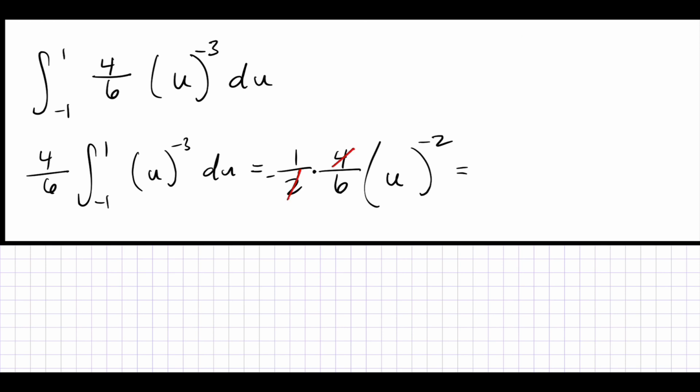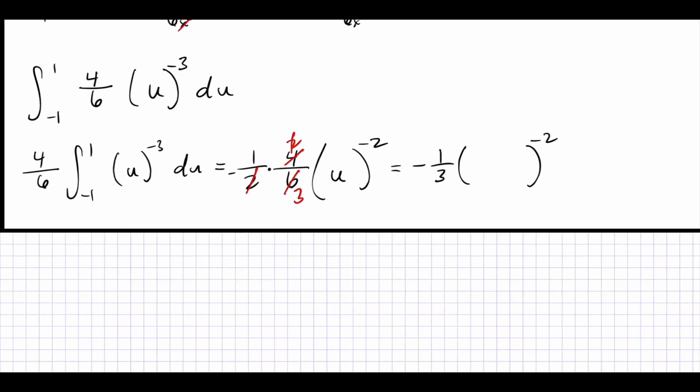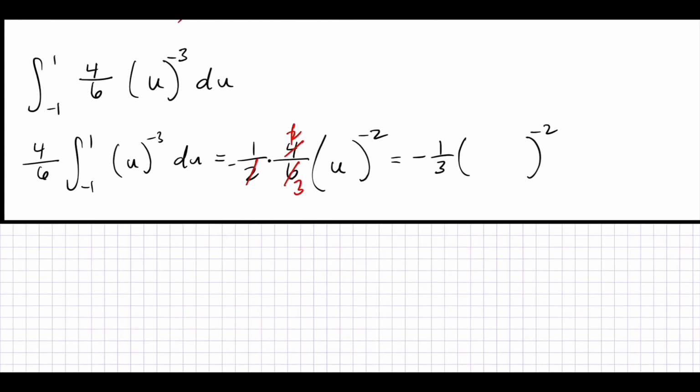When I do that, this guy and this guy will cancel out. And then this guy and this guy will cancel out. Not cancel out, but simplify, I should say. So I get -1/3 u to the -2. I don't need a plus c because these are definite bounds. I know what they are. If it was indefinite, I would put plus c, but I don't need a plus c for this problem. So I'm going to put u back in. U was 2x cubed plus 3.